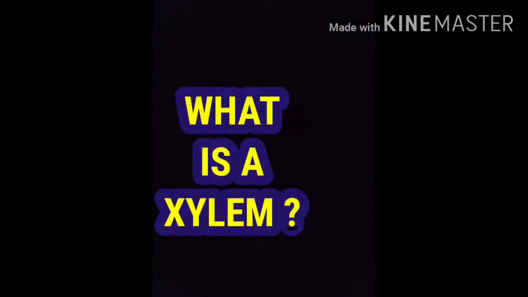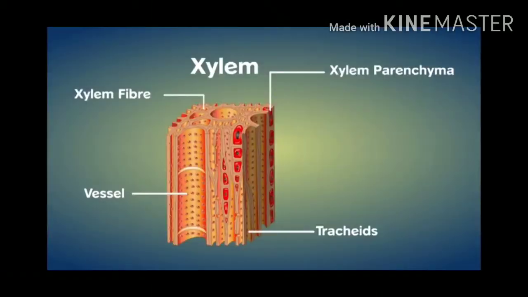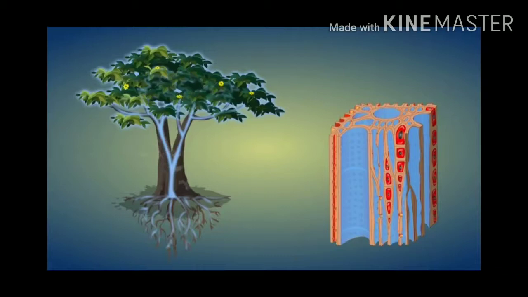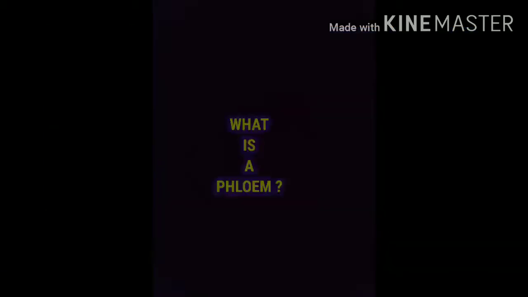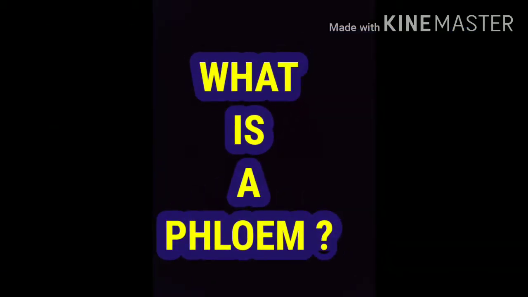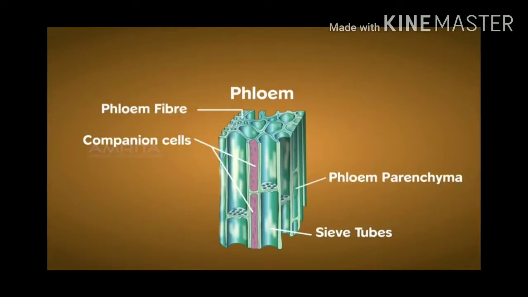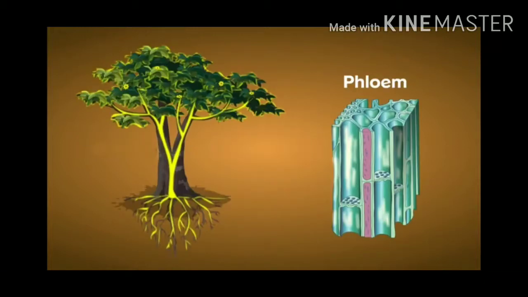What is xylem? Xylem is a complex tissue consisting of tracheids, vessels, xylem parenchyma and xylem fibers. It transports water and minerals as raw materials from roots to other parts of a plant. Then what is phloem? Phloem consists of sieve tubes, companion cells, phloem fibers and phloem parenchyma, which transport prepared food materials from leaves to other parts of the plant.